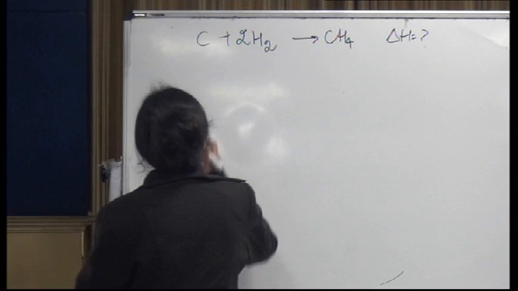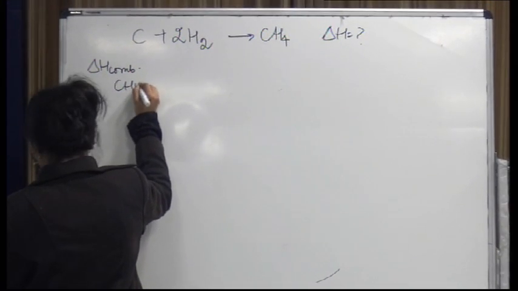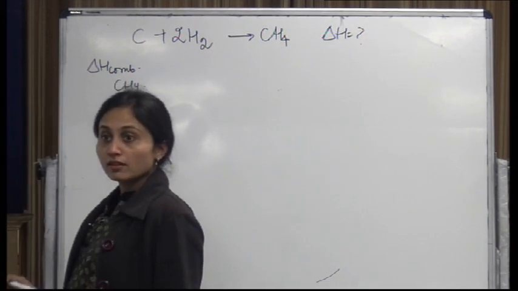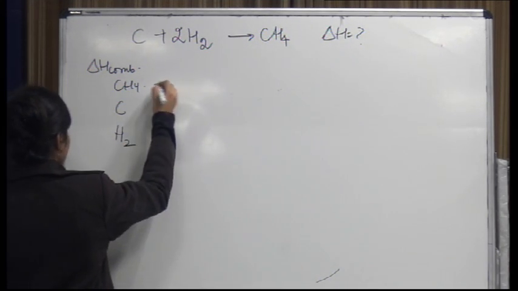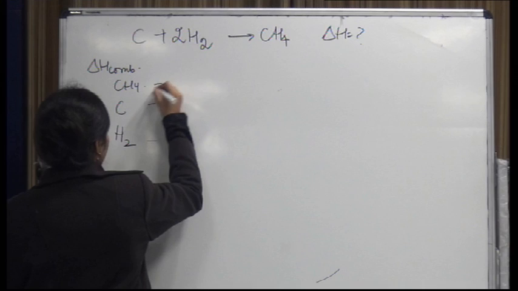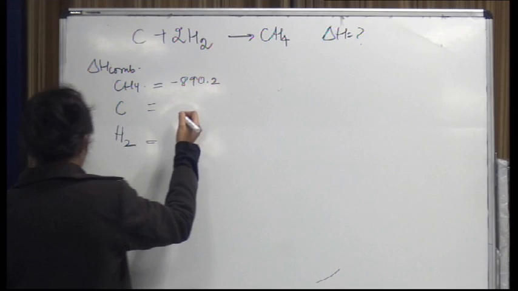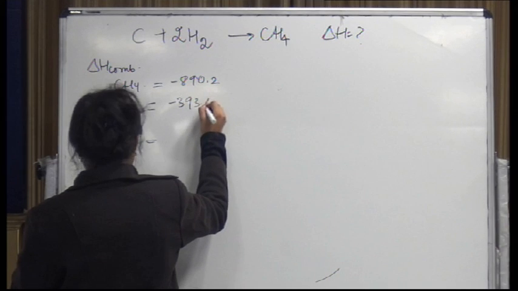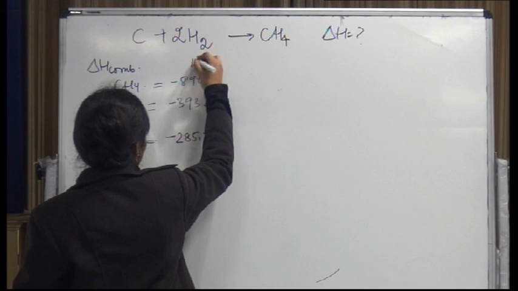Now given that the enthalpies of combustion of methane, graphite, which means we are talking about carbon only, and hydrogen, I am telling you the values. They are minus 890.2 for methane, for graphite it is minus 393.4, and it is minus 285.7 for hydrogen, all in kilojoules per mole.